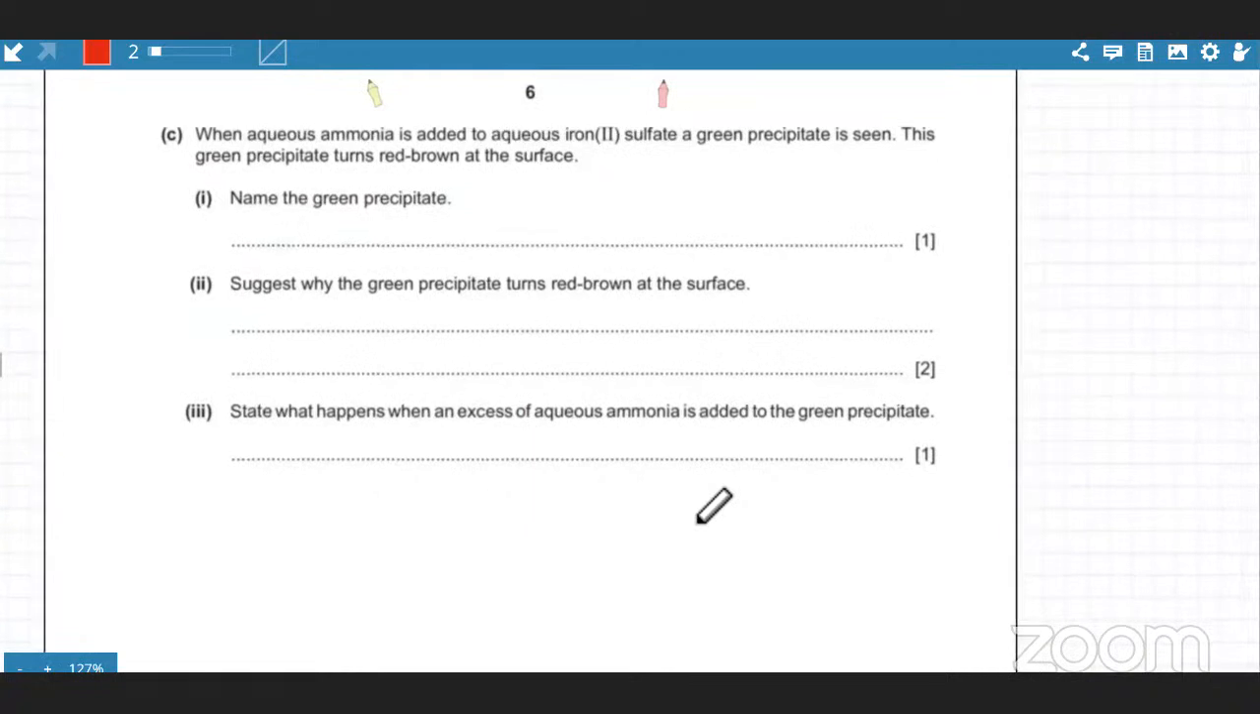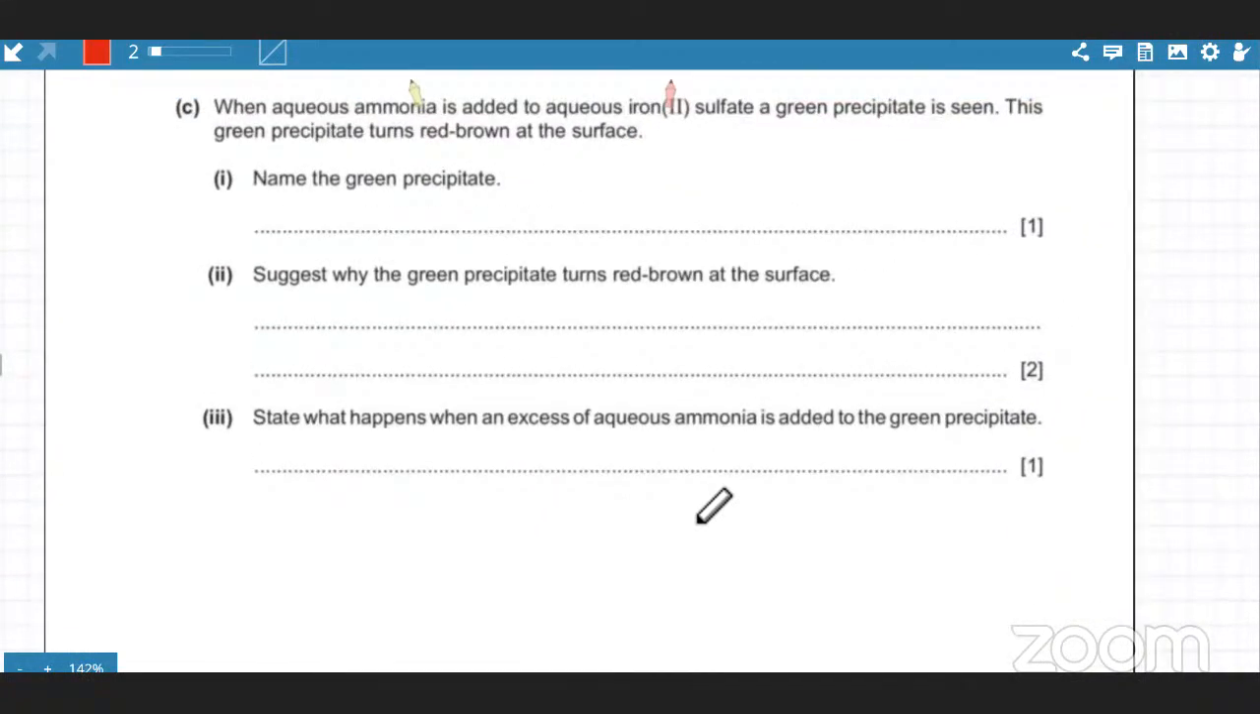See, when aqueous ammonia is added to iron 2 sulfate, a green precipitate is seen. This green precipitate turned red-brown at the surface. Name the green precipitate. Now, this green precipitate is Fe(OH)2. This has to be remembered that when aqueous ammonia is added to iron 2 sulfate, a green precipitate, iron 2 hydroxide, is produced and suggests why the green precipitate turns red-brown at the surface. Now, this is an Fe2 plus precipitate. If you remember the salt analysis, Fe2 plus is green in color.